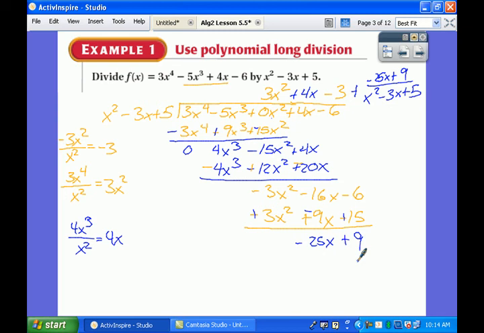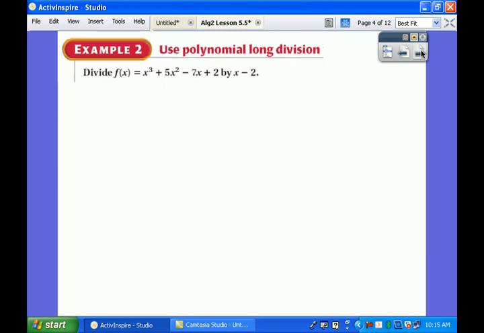Now, I know you have a lot of questions. Before we do, let's do one more problem. Let's get it under our belt, and then I'll try to go back and take questions. So here we go. Again, we're doing long division. This is referred to as polynomial long division.